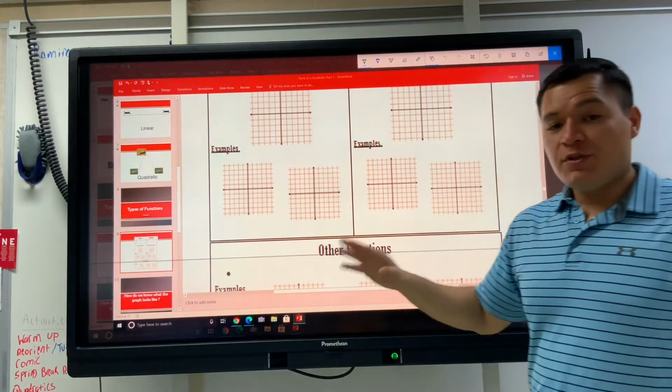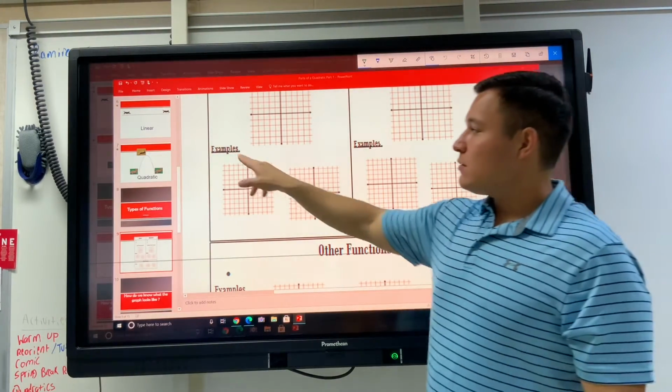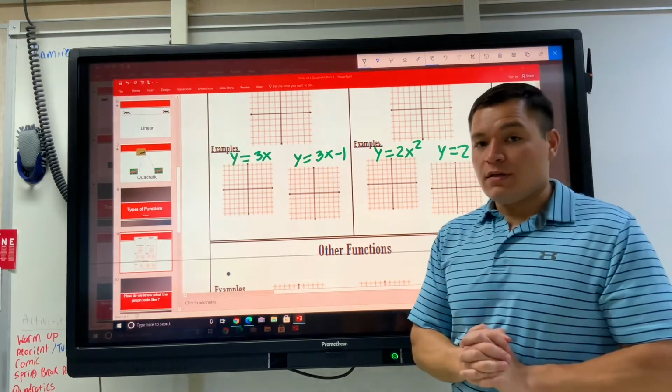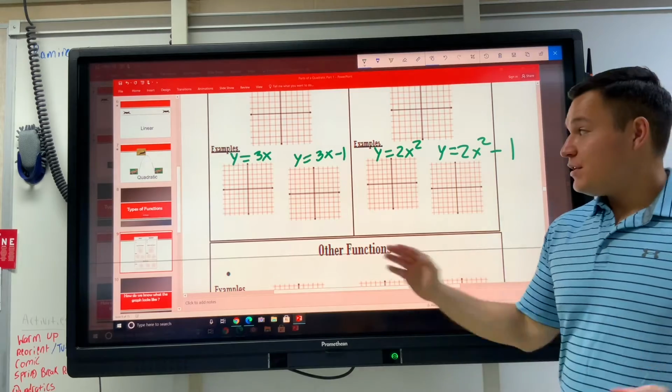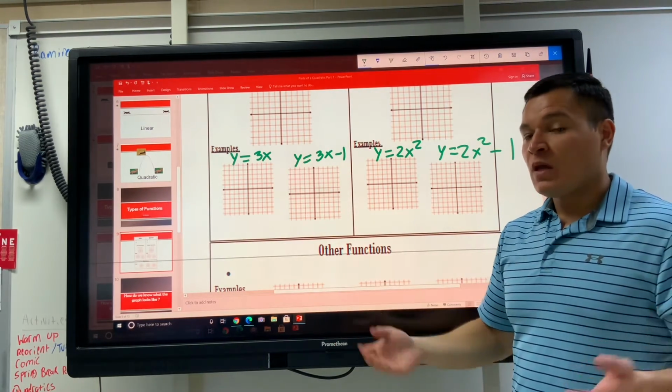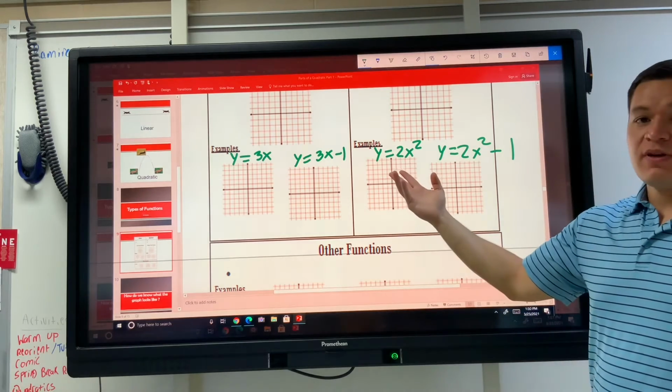In your booklet, I want you to graph these equations for me. Alright? So go ahead and pause your video, graph these two equations, just like normal. And then when you're done, I'm going to show you how to graph this one.